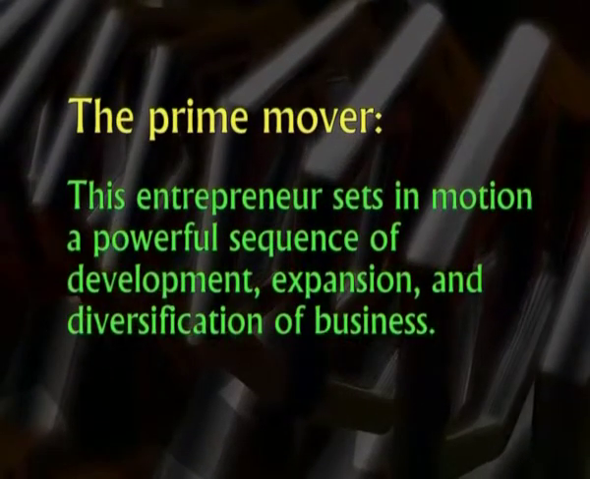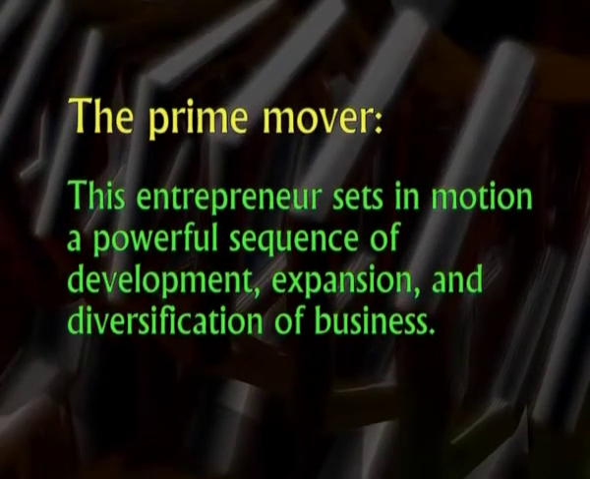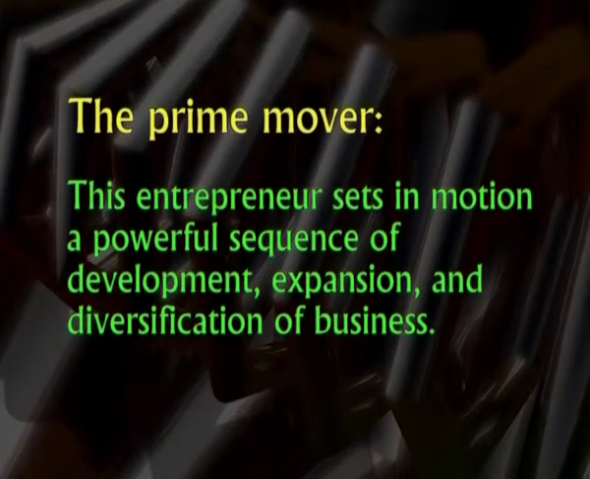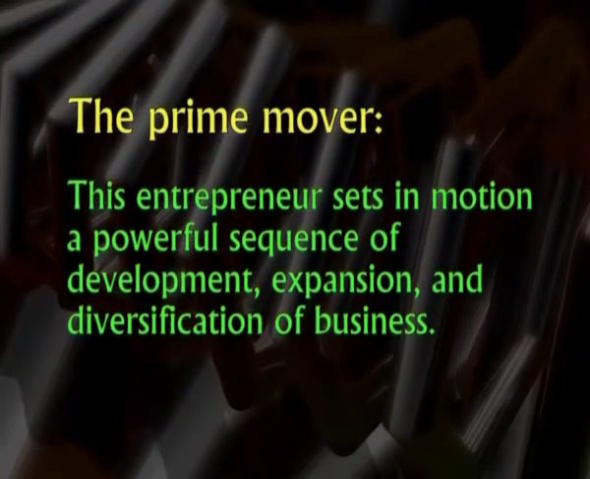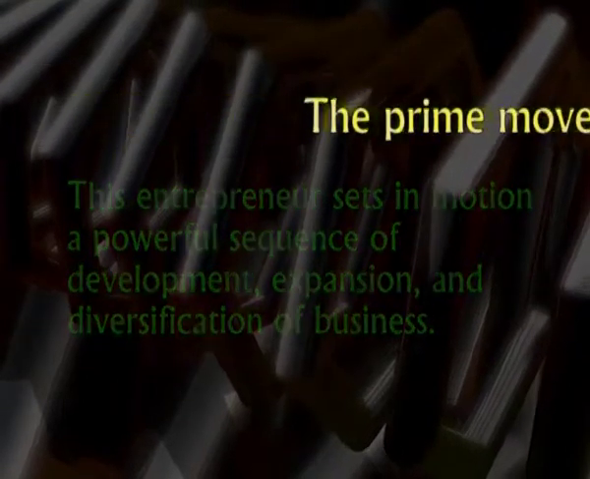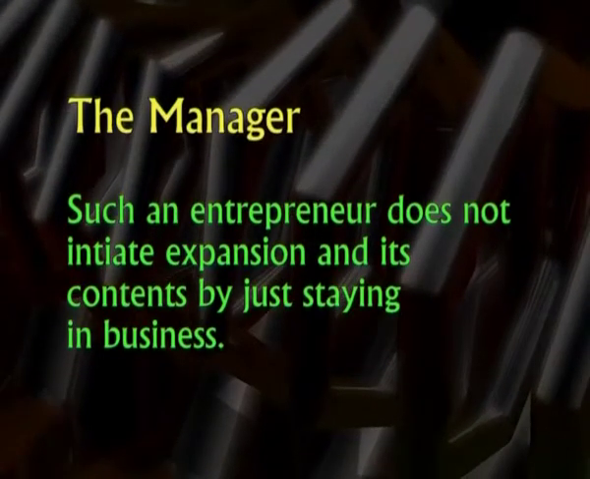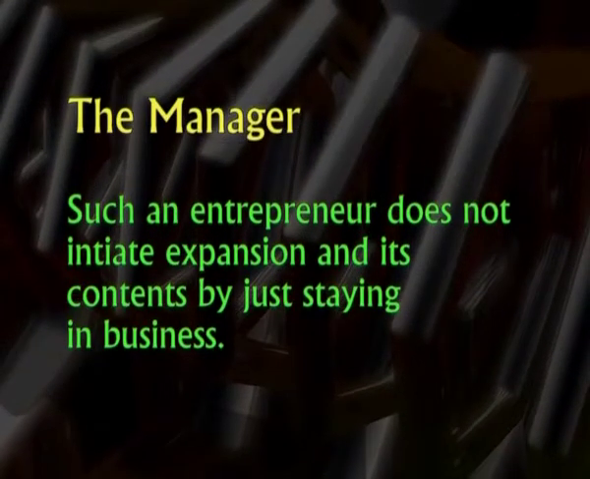Next classification of entrepreneur is based on developmental angle. Entrepreneurs can be envisioned into five types under this. First is the prime mover. This entrepreneur sets in motion a powerful sequence of development, expansion, and diversification of business. Second is the manager. Such an entrepreneur does not initiate expansion and is content by just staying in business.